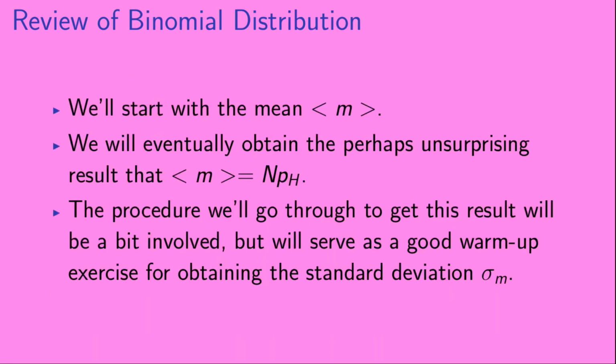Okay, so we'll start with the mean of m, which we write as m in angle brackets. We will eventually obtain the perhaps unsurprising result that the mean of m is equal to n pH. The procedure we'll go through to get this result will be a bit involved, but will serve as a good warm-up exercise for obtaining the standard deviation sigma m.